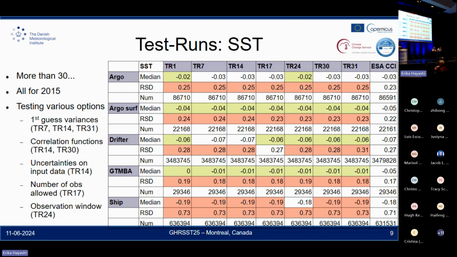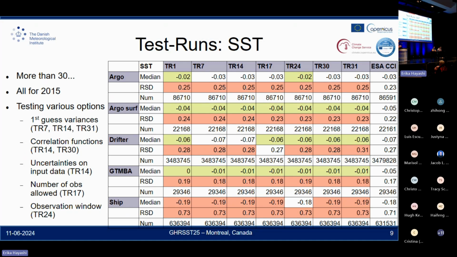And in this table, which is almost impossible to read, I know, but you have access to the slides later on, we are comparing SST with our benchmark, which is the ESA CCI level 4 product. Essentially, we do this for a year, for 2015. What I'm trying to show you here is that wherever there is green, we score better than the CCI product. Wherever there is red, we score worse. And wherever there's white, we score the same.